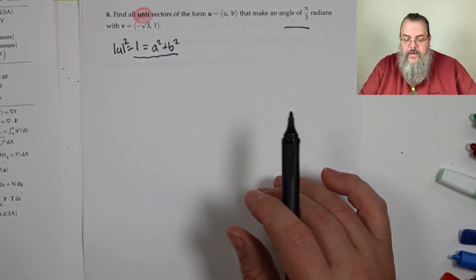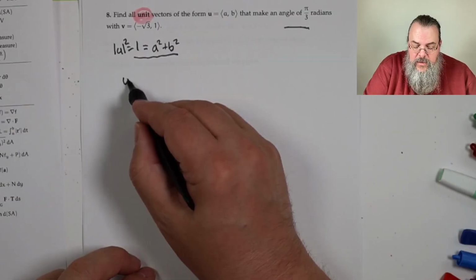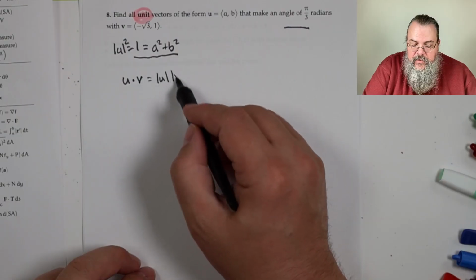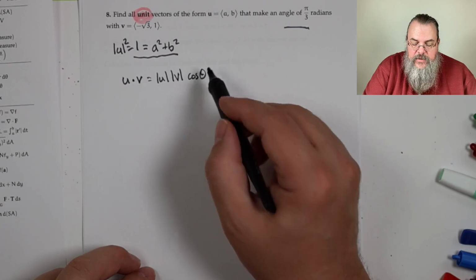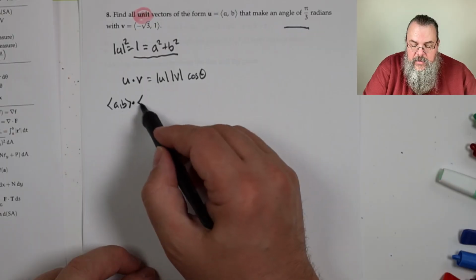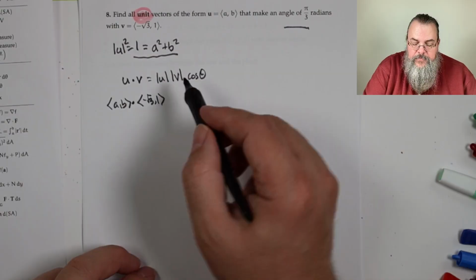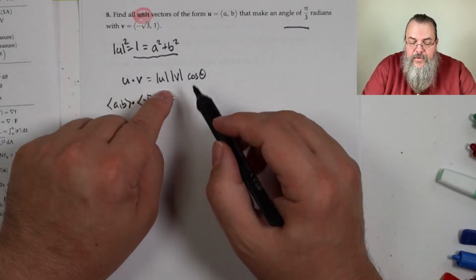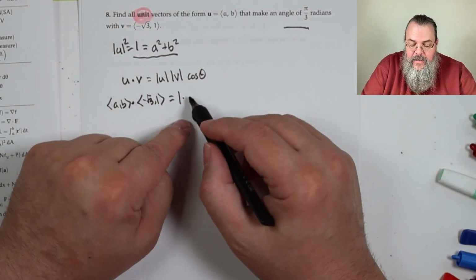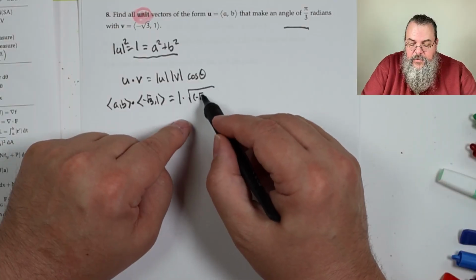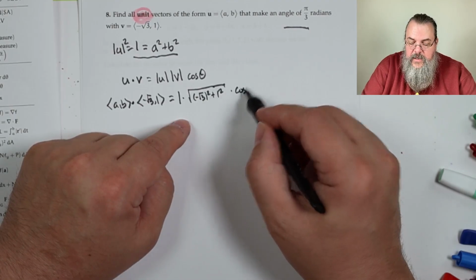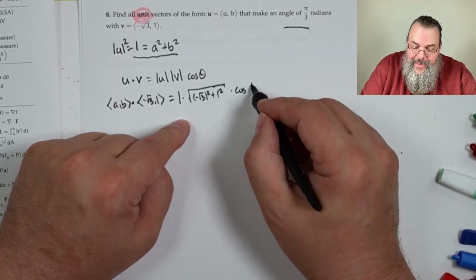So here we go. We're going to say u dot v is equal to magnitude of u, magnitude of v, cosine theta. I'm just writing down the generic formula. And we say, well, u is a comma b, dot v, minus root 3 comma 1, equals magnitude of u, but it's a unit vector, so that's a 1, times magnitude of v, which is the square root of negative root 3 squared plus 1 squared, times cosine of pi thirds, because we know the angle.